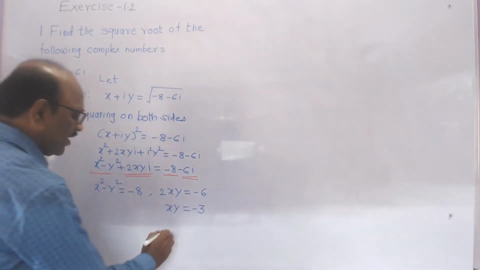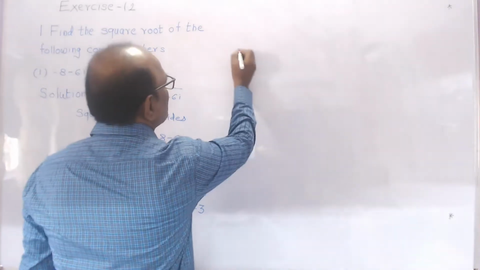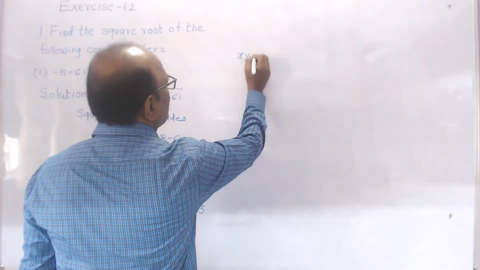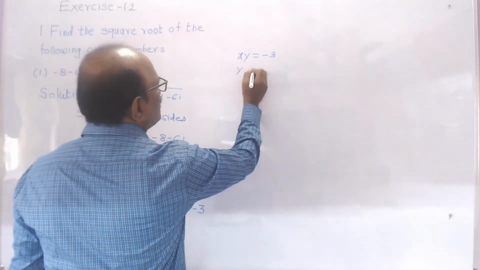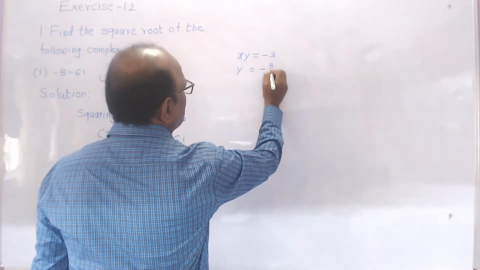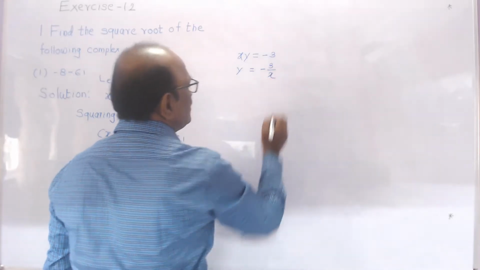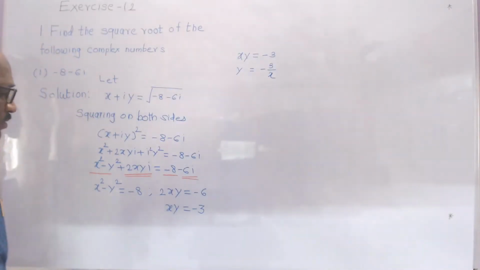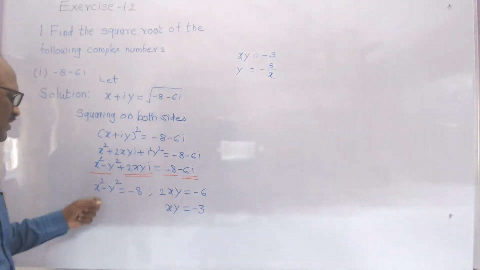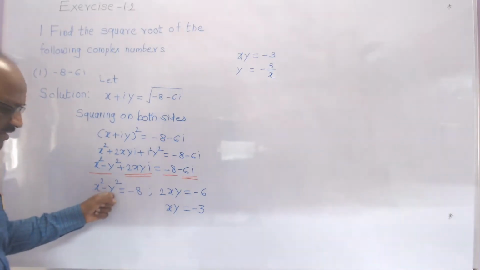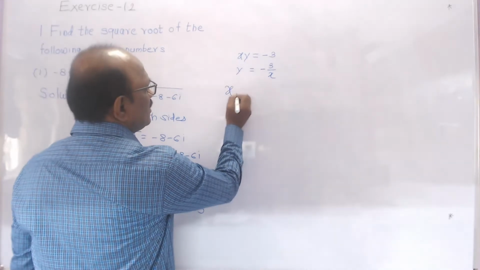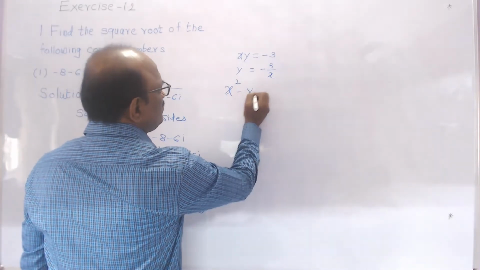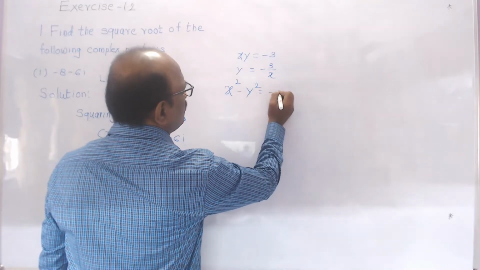Now what is the value of y here? Since xy equals minus 3, y equals minus 3 upon x. This is the value of y. We want to solve these two equations. Now we will substitute the value of y in the equation x square minus y square equals minus 8.